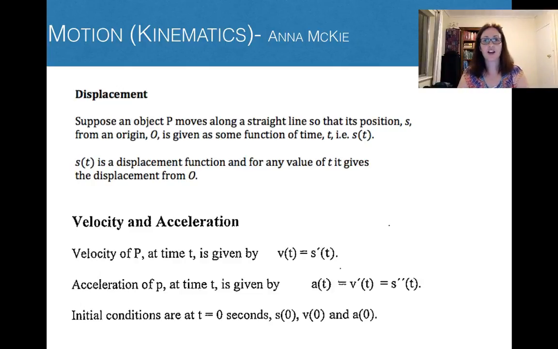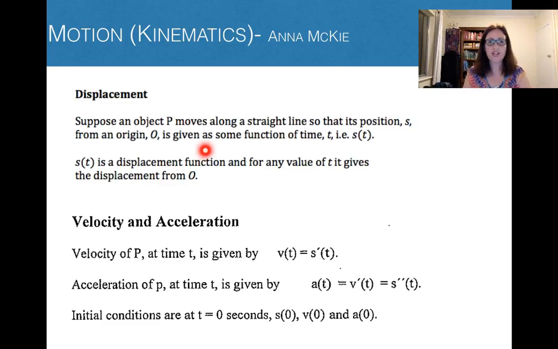Hello, I'm Anna Mackay and this video is on motion or kinematics in the topic of applied calculus. So for my students, everything that you see typed on your screen, you'll be given as a handout, so you won't need to write down anything that you see typed. I'm going to quickly go through some of these points here, but you can always come back and pause and read them longer. So displacement.